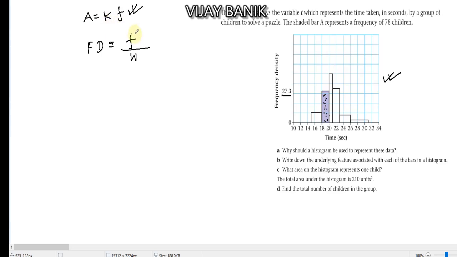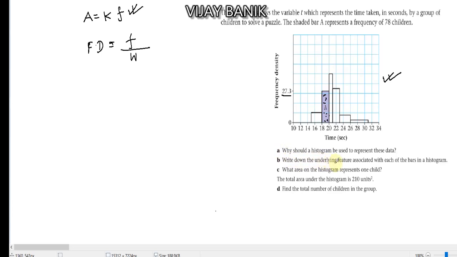Can we find the constant? Why should a histogram be used to represent the data? This is a very commonly asked question. You just have to write time is continuous. Most of the time they ask you this. We just write that time is continuous, that's why we are using a histogram to represent the data. So the A part is sorted.